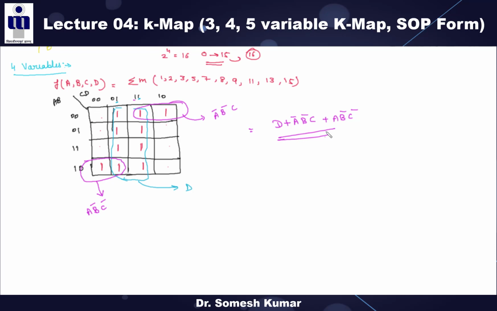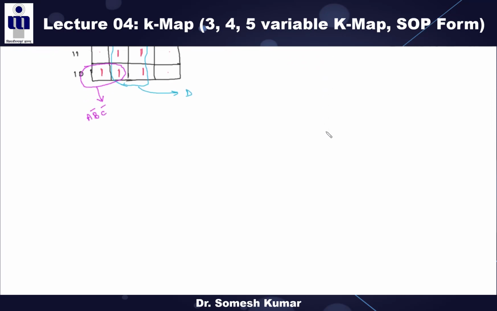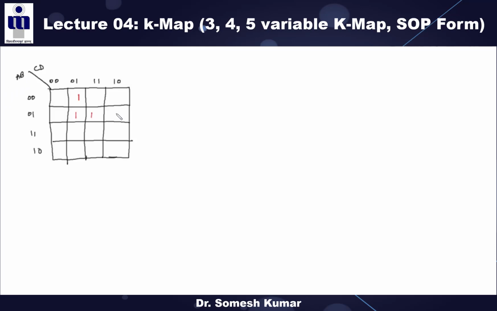Right? One more example of four variables I'm going to take. Directly I'm drawing the K-map. Okay. Here I'm taking 1, 1, 1. Now tell me. First tell me, octet is possible or not? No? There is no octet. Octet is 0. Right? Now comes to the quad.